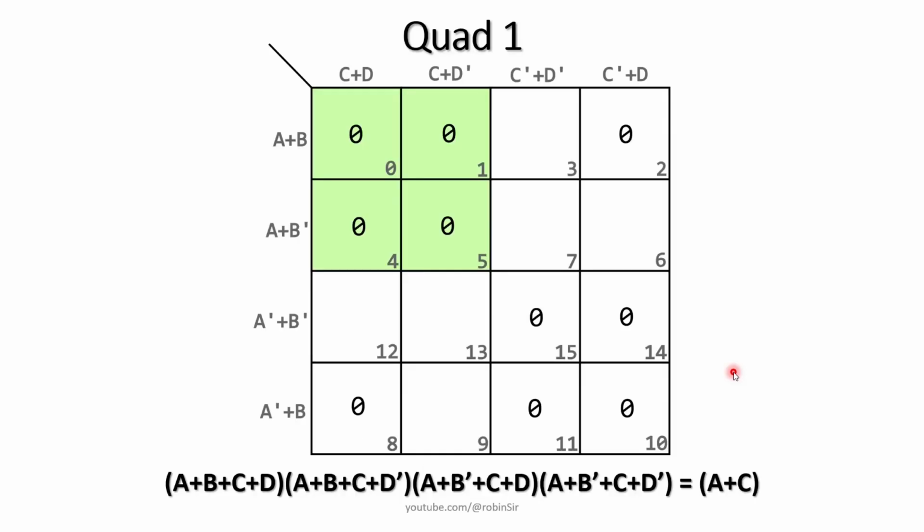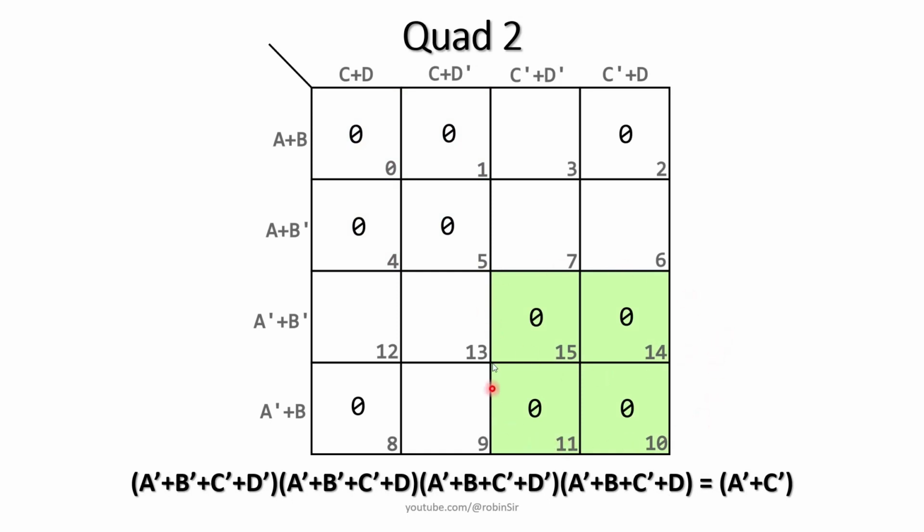Again, octals are not possible, but in this corner we can form one quad. And we have written down the POS expression for this quad. This 0 is in the A plus B row and C plus D column, so we have written A plus B plus C plus D. This 0 is in the A plus B row but C plus D0 column, so we have written A plus B plus C plus D0. These are written in POS form. And we see that A and C are the 2 variables which are not changing throughout this expression, and that's why we get A plus C as the result.